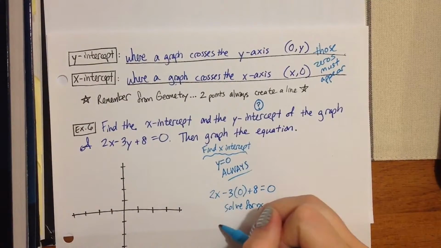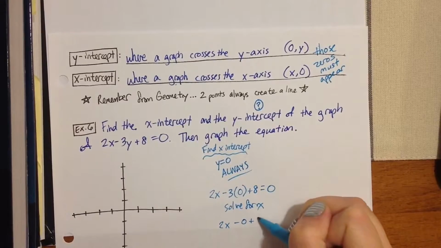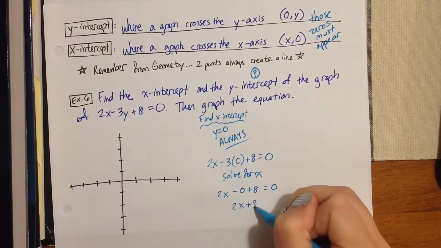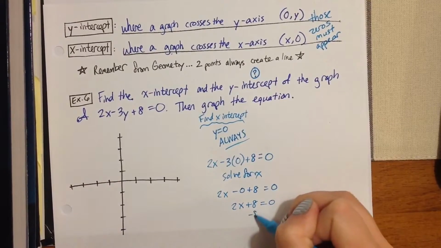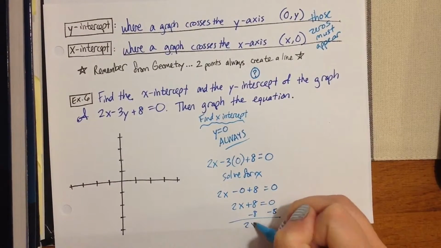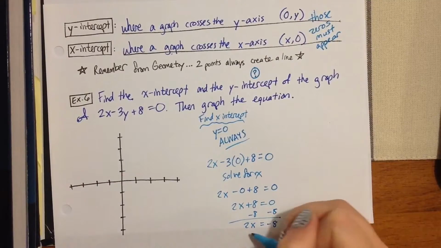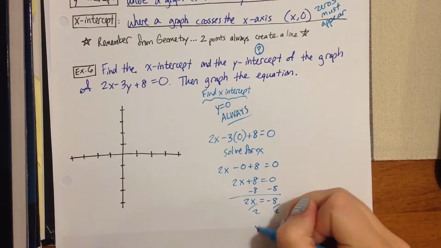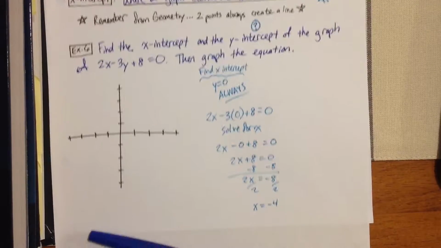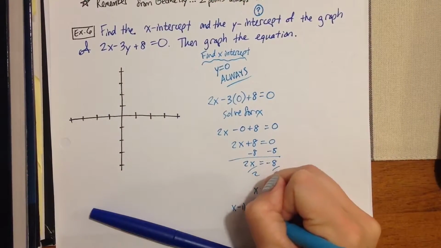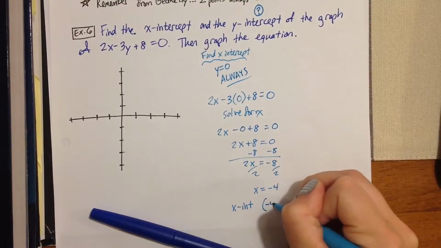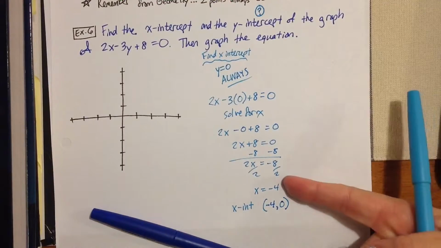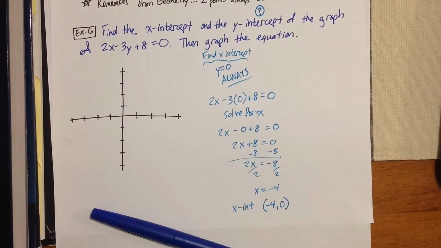So I see this is actually 2x minus 0 plus 8, which is really just 2x plus 8. I'm going to subtract that 8 off to the other side. I'm going to divide by 2, and I get a very nice x equaling -4. So my x-intercept is the ordered pair -4, 0. It's always going to be in that form, the x value that you just found, 0 for your x-intercept.